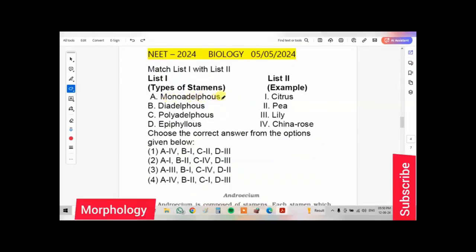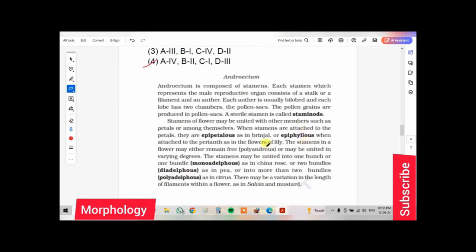Monoadelphous, it is 4, China rose. Diadelphous, it is 2, pea plant. Polyadelphous, it is 1, citrus. Epiphyllous, it is 3, lily. So it is option 4, 4213, and you can see the NCERT topic from the chapter known as Morphology.